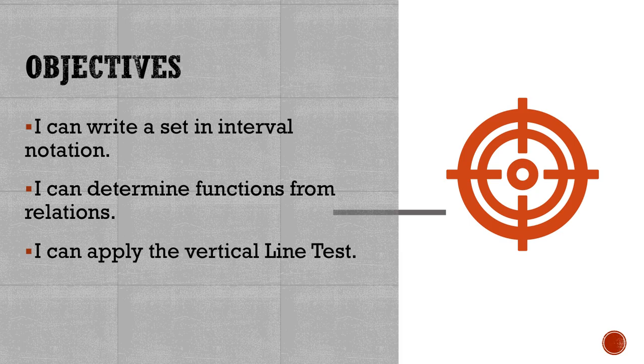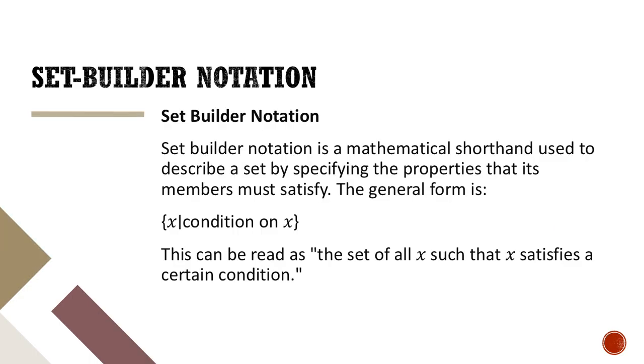I can determine functions from relations. So we're going to look at a relation and determine if it's a function or not. And then we're going to apply the vertical line test to determine if something is a function or not as well. So let's review set builder notation again.